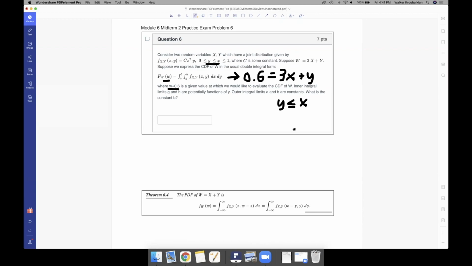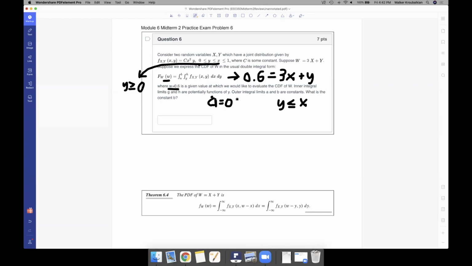So first, what's the minimum possible value of y? Zero, right? That's given to us in the definition of the random variable. Y has to be greater than or equal to 0, right? So the lower bound a, that's easy. A is 0.